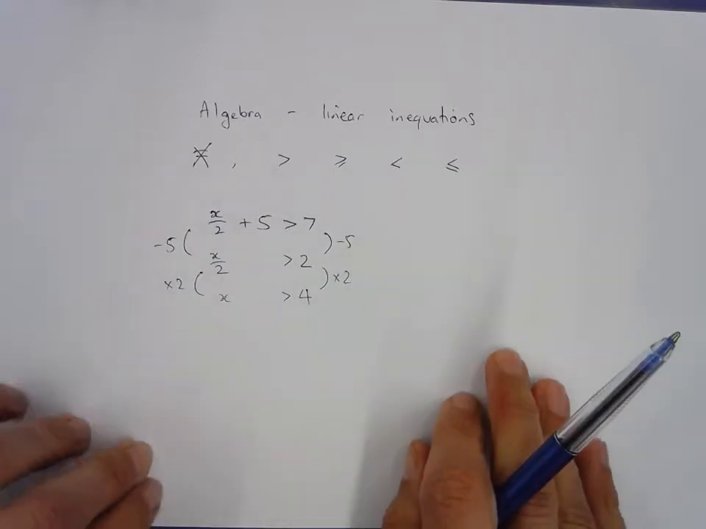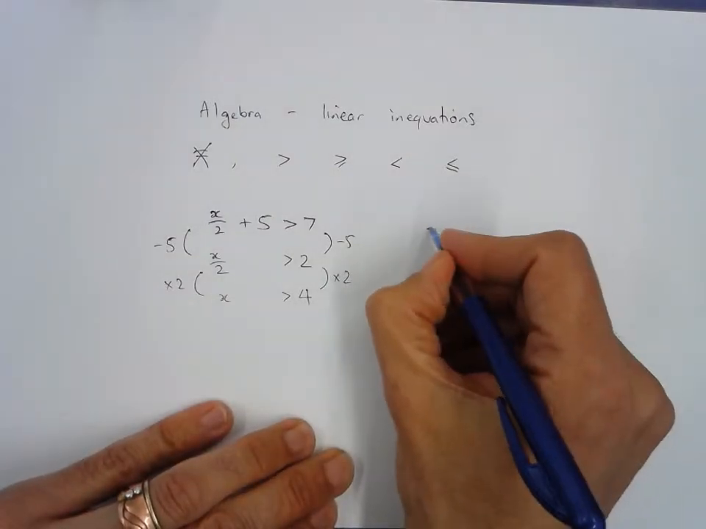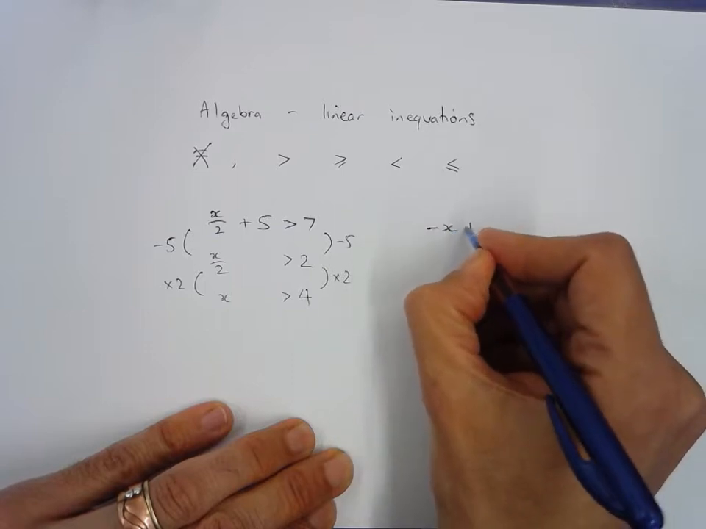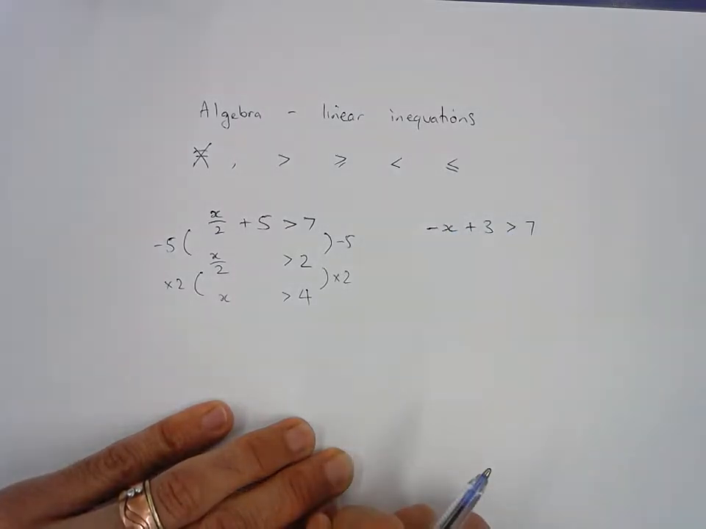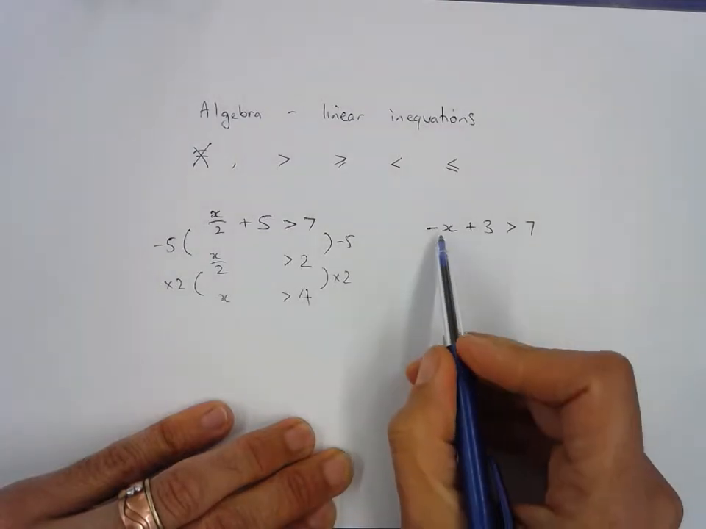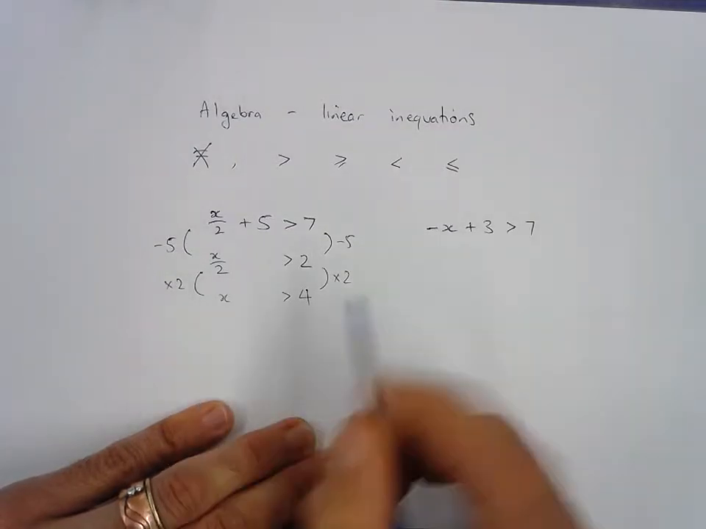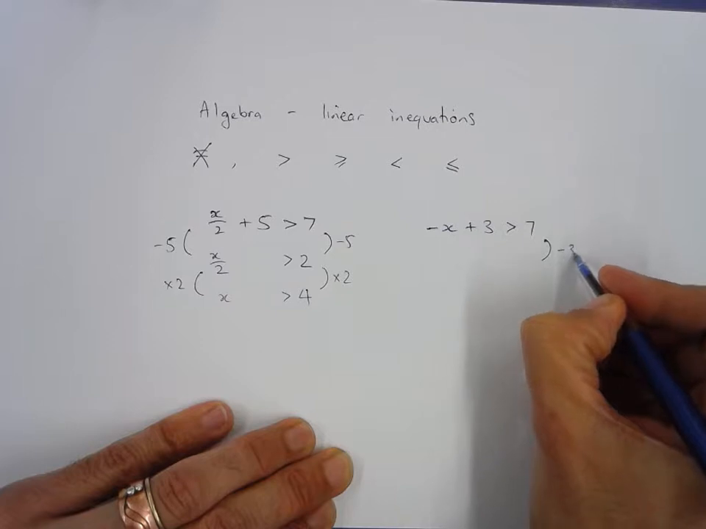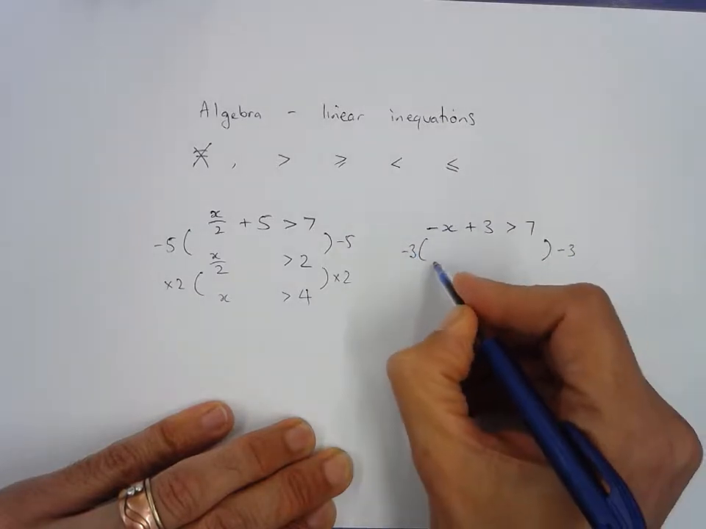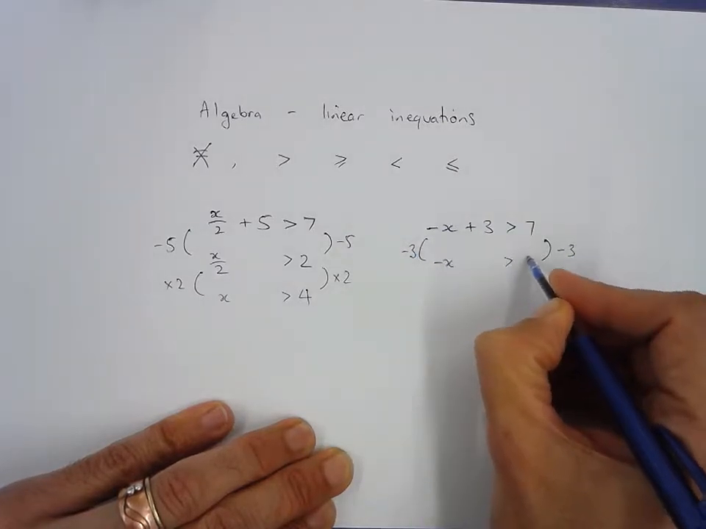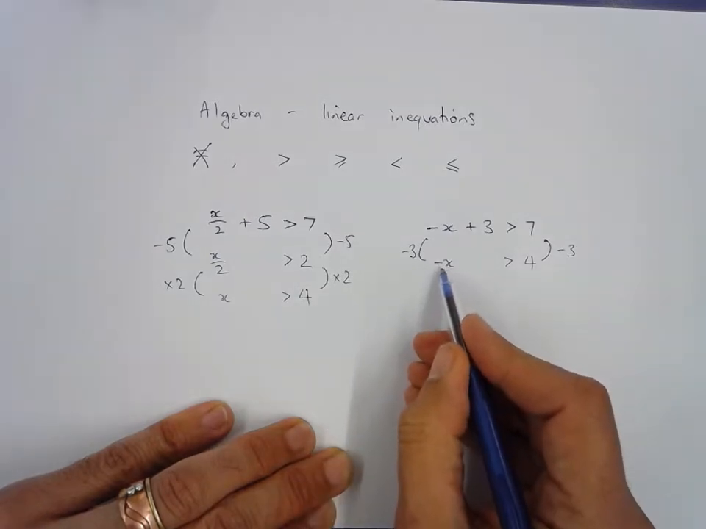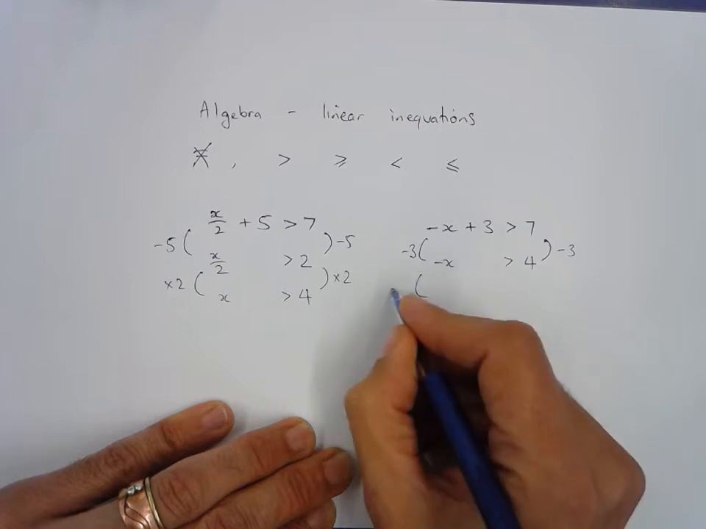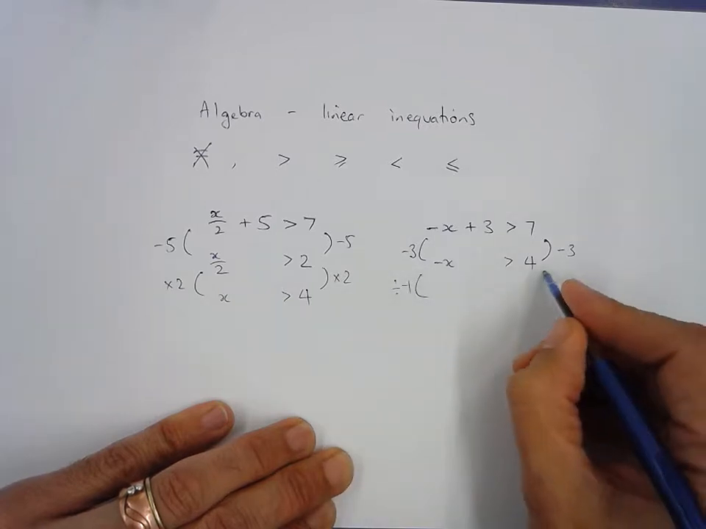Now one small change with our inequality sign, if I multiply or divide by a negative. Let's look at this example here which shows it. Negative x plus 3 is greater than 7. So I'll take 3 off both sides and I get negative x is greater than 4. This is really negative 1 lot of x. So I want to divide by negative 1.